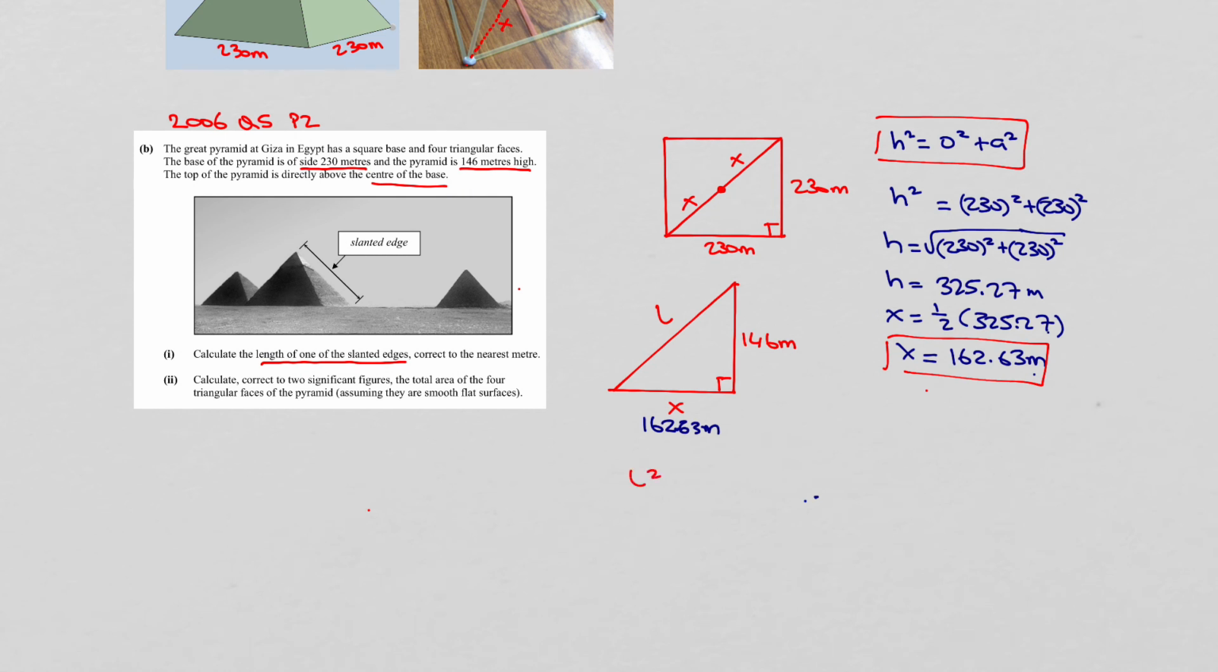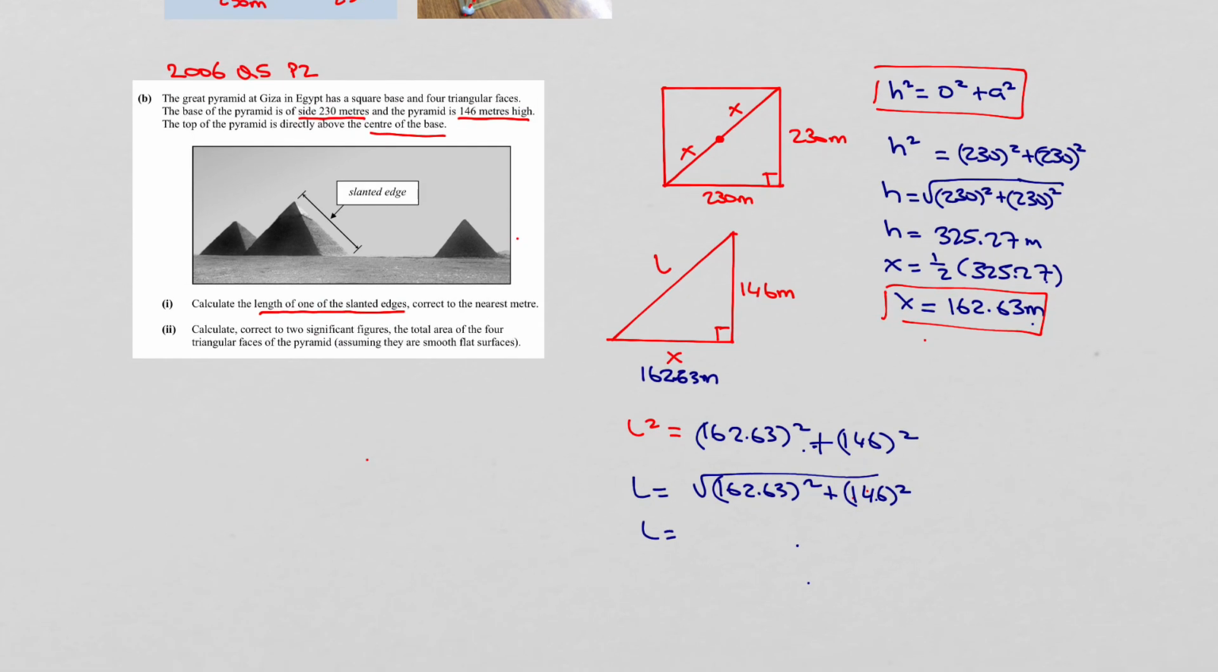So again, we'll say L squared is equal to x squared, which is 162.63 squared plus 146 squared. So L then will be the square root of all of that. And therefore L, the slanted length, is equal to, correct to the nearest metre, 219 metres.